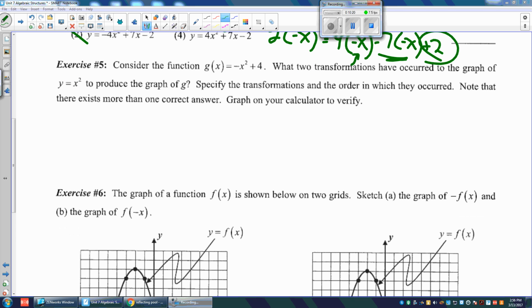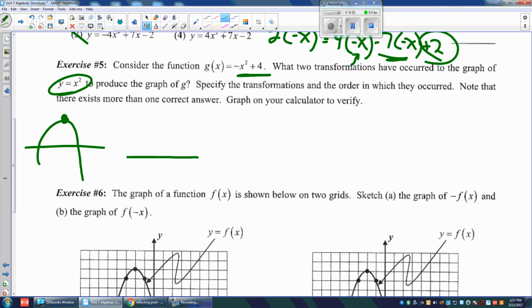Consider the function g of x equals negative x squared plus 4. What two transformations have occurred to the graph y equals x squared to get to g of x equals negative x squared plus 4? Be specific. Make sure you write the transformations in the order in which they occur. Well, the first thing that I notice is that the turning point is going to be positive 4. It's going to be a negative, and that's at positive 4. So if I say that we shifted up 4 and then reflect across the y-axis, if I shifted up 4, then reflected across the y-axis, it's then going to look like that.